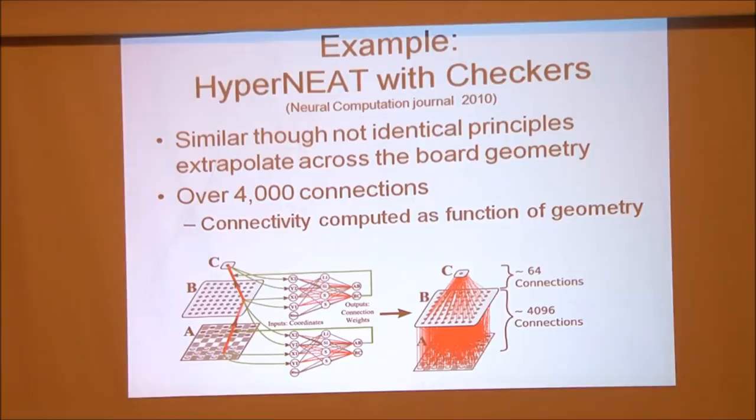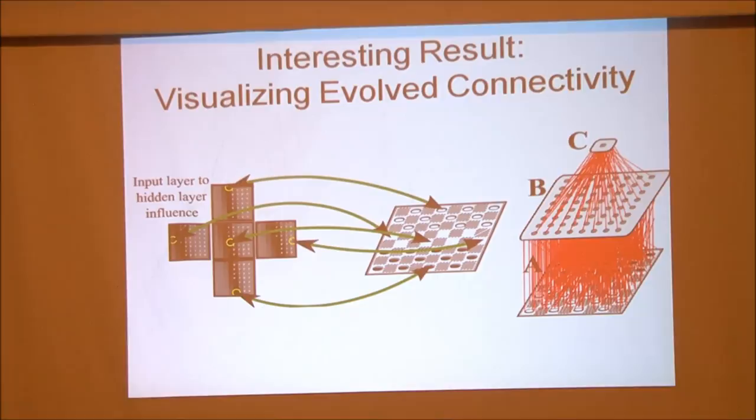Rather, I think what's more interesting is to look inside the evolved brains and see if we can learn something about the checkers players themselves, the way a neuroscientist might by looking inside of these artificially evolved brains. So what I wanted to show you is that we can actually visualize the map that projects out of the input layer to the hidden layer by looking at influence maps that come out of individual nodes in this evolved network.